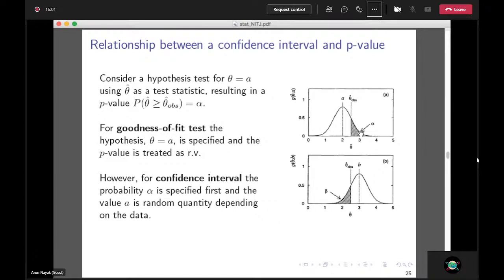So in that case, alpha is given, and we want to calculate A, the random variable, which is estimated in light of the data.